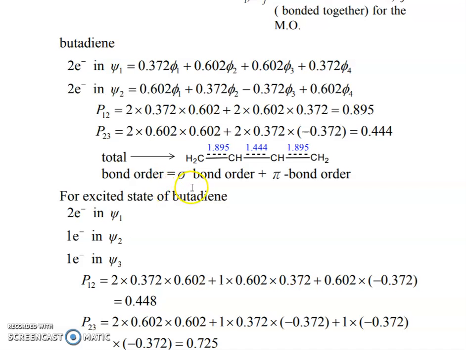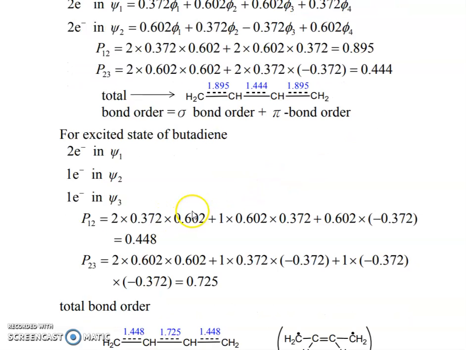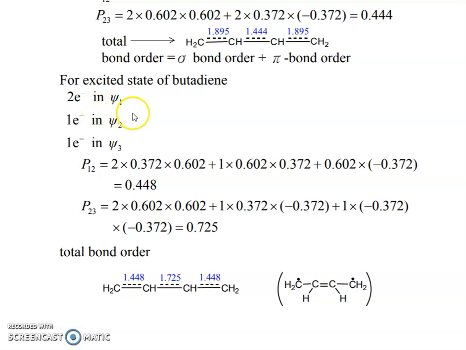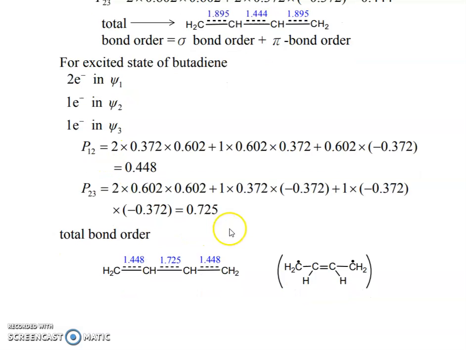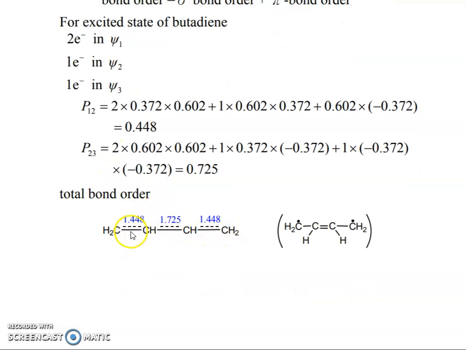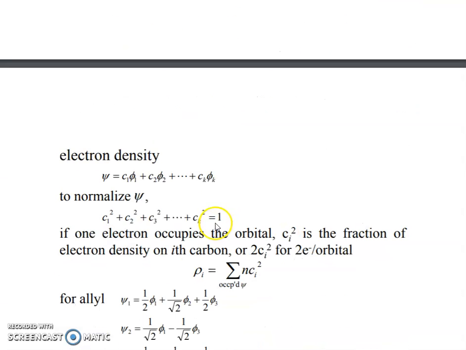So bond order is the combination of sigma bond order and pi bond order. For the excited state of butadiene, 2 electrons in psi 1, 1 electron in psi 2 and 1 electron in psi 3. Then the expression is like this. So total bond orders you can see here in the first excited state.